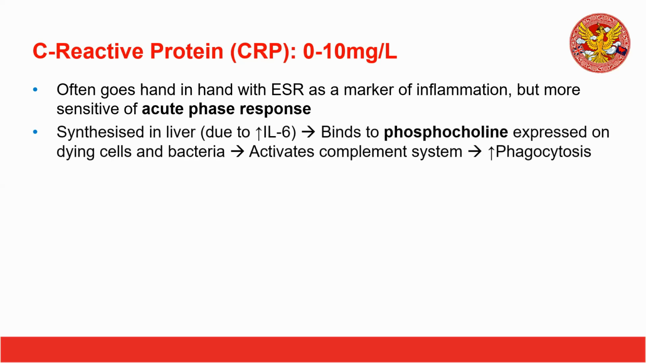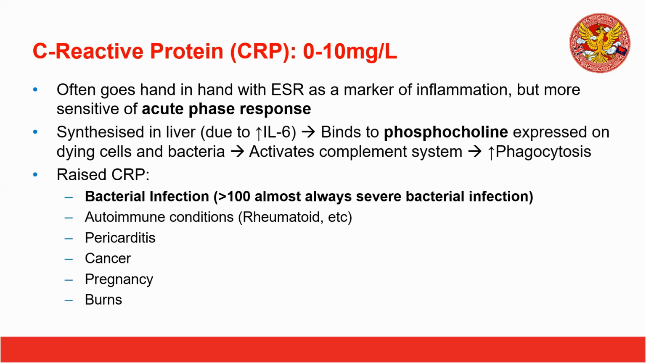In terms of what it actually is, it's an acute phase protein that's synthesized in the liver and binds to phosphocholine compounds that are expressed on dying cells and bacteria. What that does is essentially activate the complement system and increase phagocytosis. Raised CRP is often indicative of bacterial infection. If it's more than 100, in an acute setting, it's almost always a severe bacterial infection.